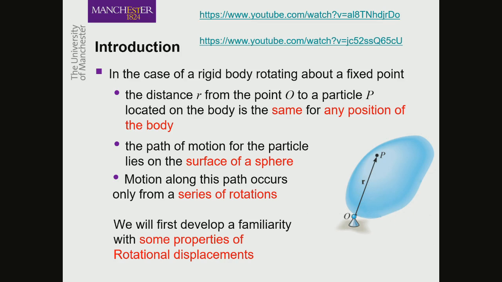I think it is quite obvious what we are talking about. We have a fixed point somewhere here. We have a rigid body. This is like a random shape. So we are trying to show with the random shape that the theory that we will be talking about is not just for some specific shapes.